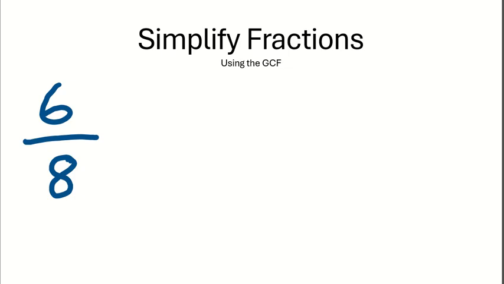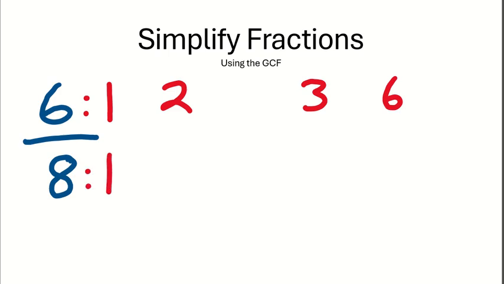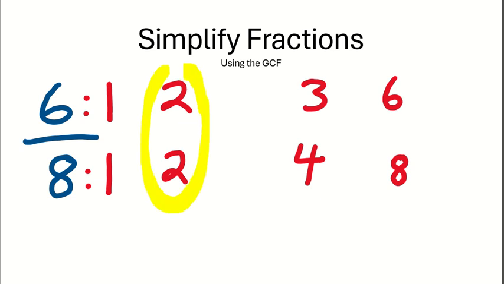Well, we can do that by listing the factor pairs. So let's do that real quick. 1 times 6 is 6, and 2 times 3 is 6, and those are all the factor pairs of 6. Now let's list the factor pairs for 8. 1 times 8 is 8, and 2 times 4 is also 8. And then we just have to ask ourselves, what is the largest number that appears on both lists? In this case, 2 is the largest number that appears on both lists, so 2 is the greatest common factor.